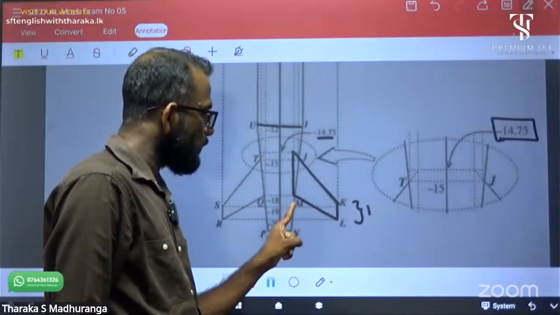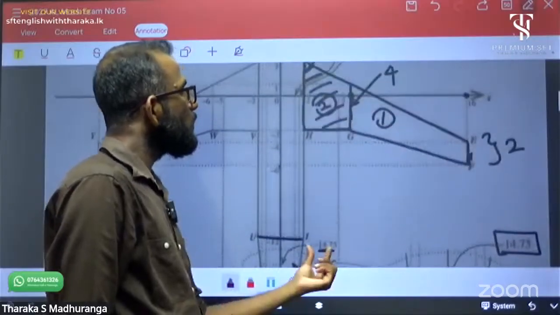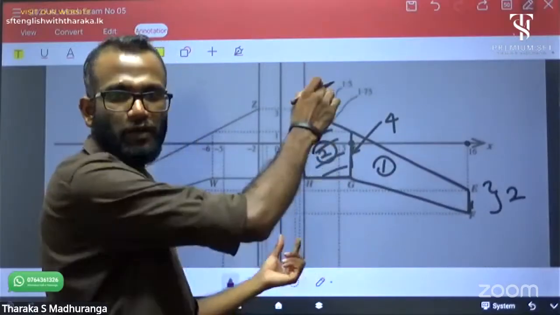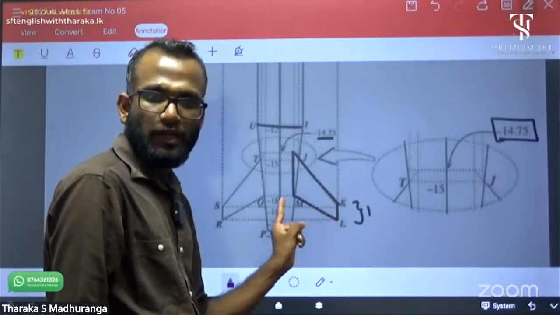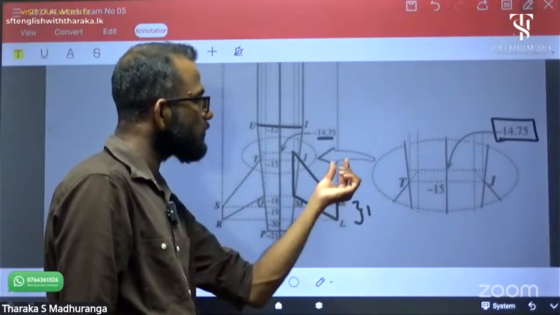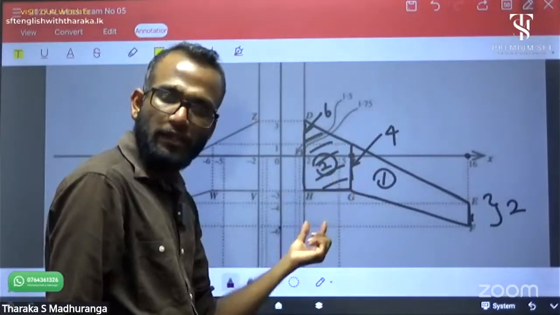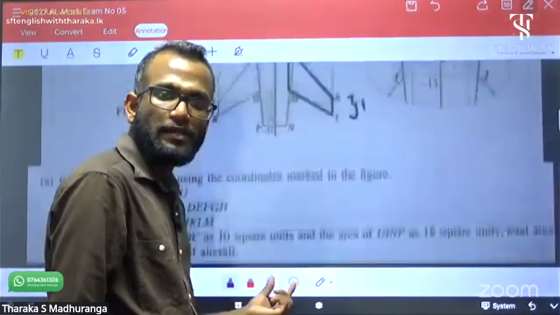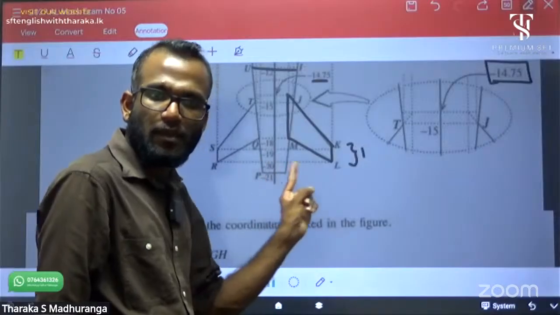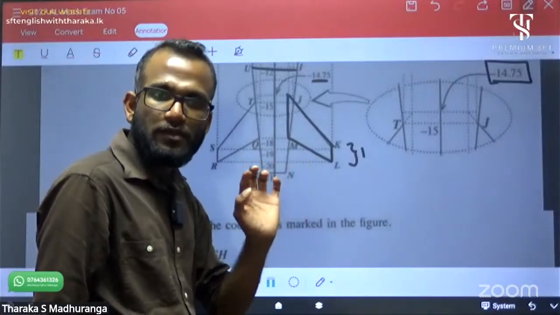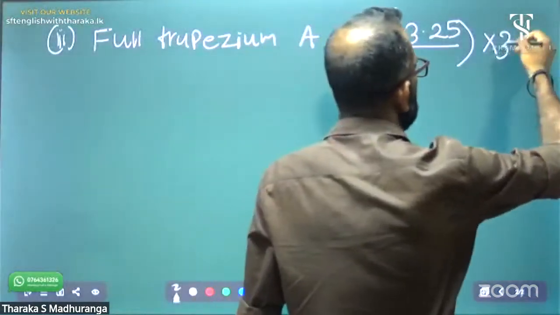The M point coordinate on the x-axis is 1.5, and this line's coordinate is 5. Then 5 minus 1.5 is the perpendicular height, the gap between these parallel sides. 5 minus 1.5 is 3.5.